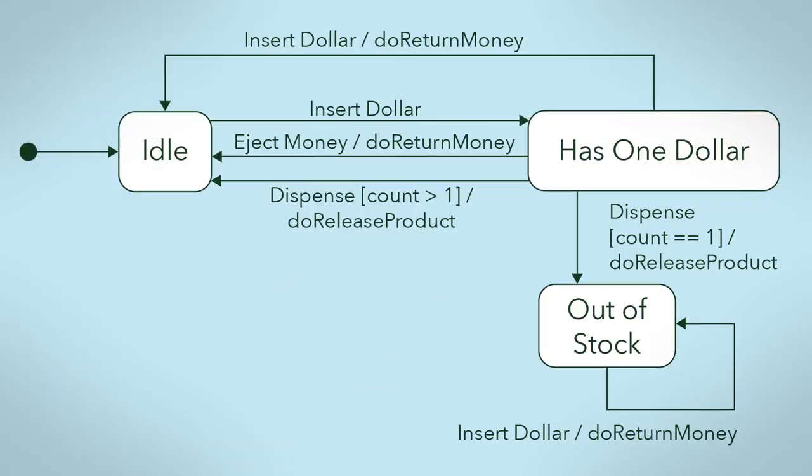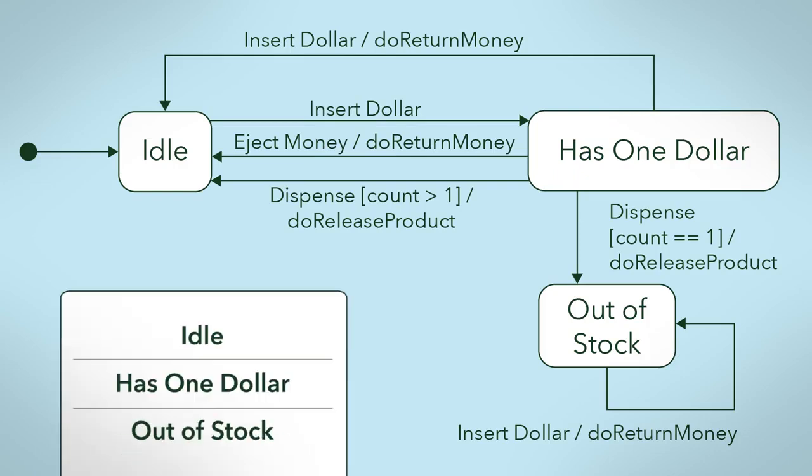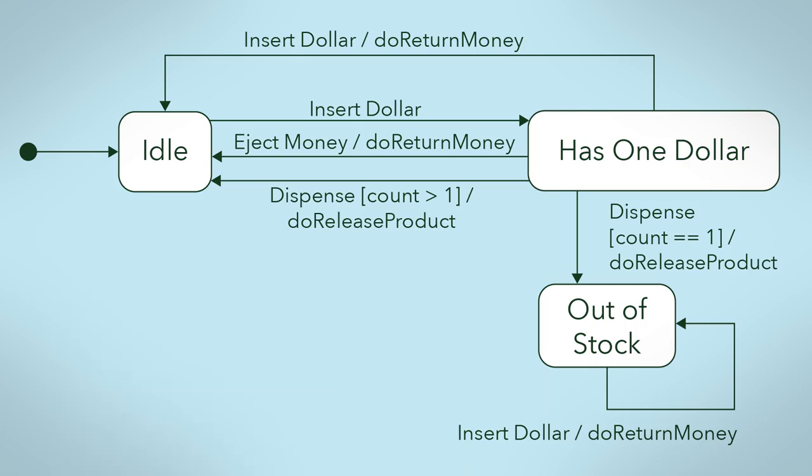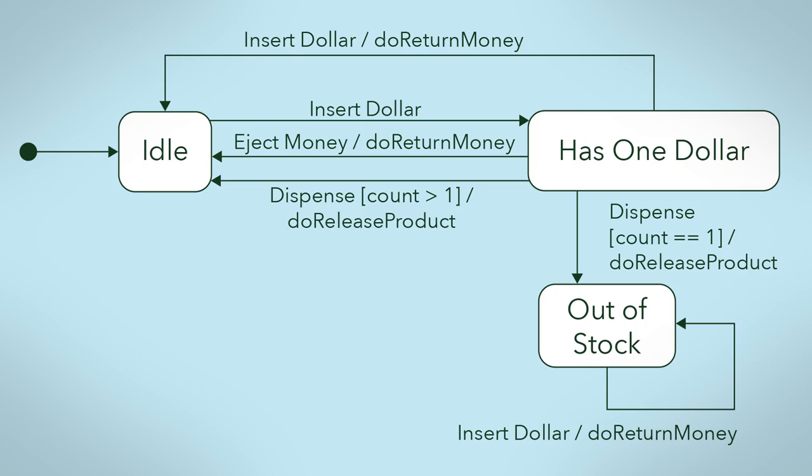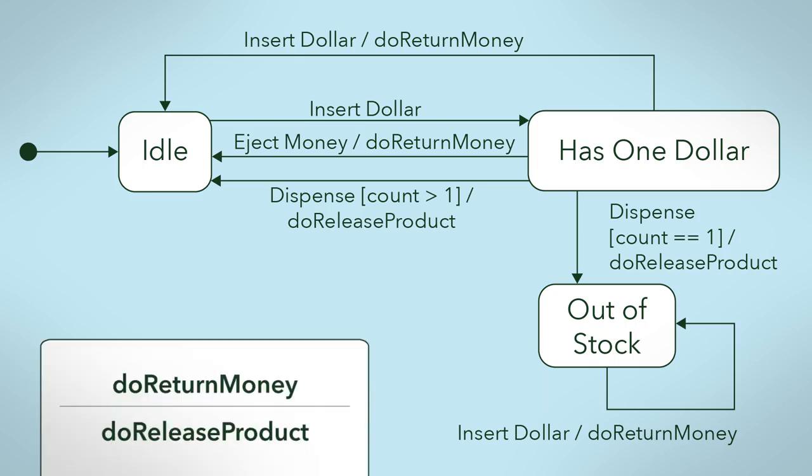If I represent this as a UML state diagram, it would look like this. From this diagram, you can see that there are three states: idle, has $1, and out of stock. The vending machine is in one of these states at a time. You can also see that there are three triggers, or events. These triggers would be insert dollar when a dollar is inserted, eject money when there is a request to eject money, and dispense when there is a request to dispense a product. There are two actions that the vending machine can do. These actions are do return money or do release product.